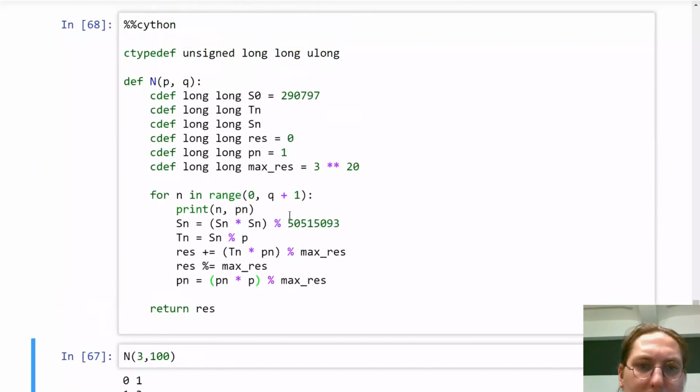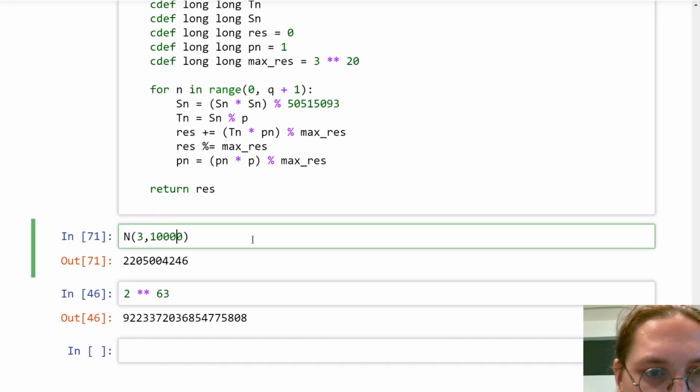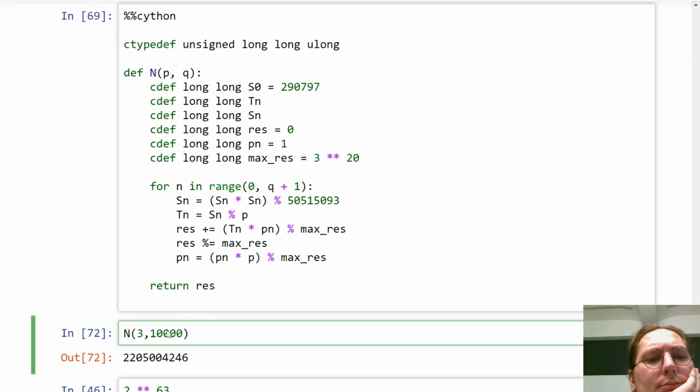Okay, I probably remove this print. Was it? Yeah, and now 10,000. I'm surprised it got finished last time. That's not the right result. Still same result. Yeah. Oh wait, did you max res 3 to the 20th? Yeah. And what was it when you did 1000? No, 1000. It's the same number.